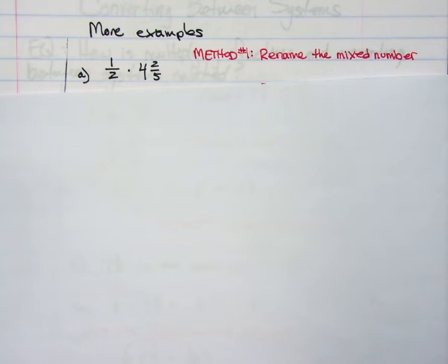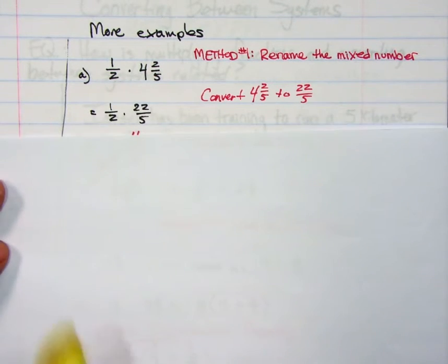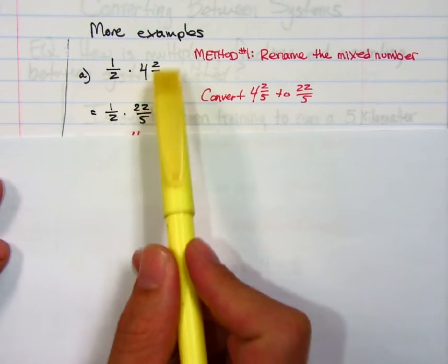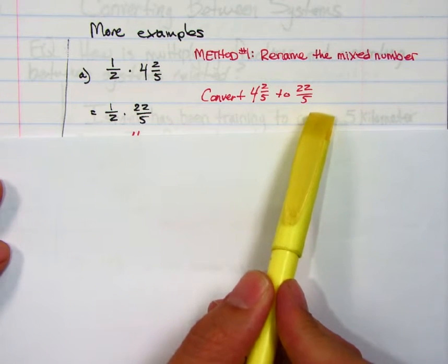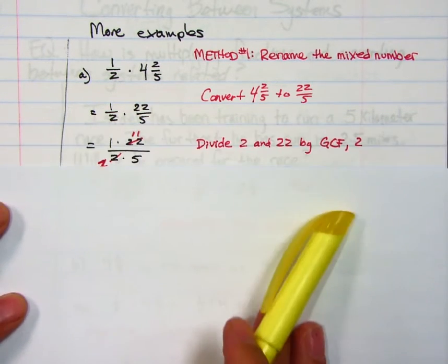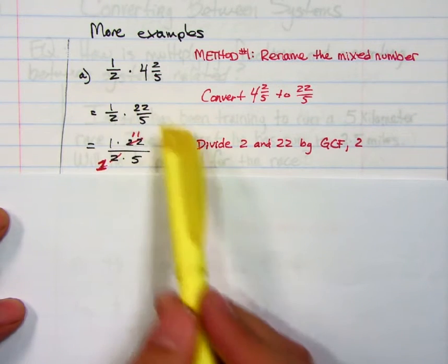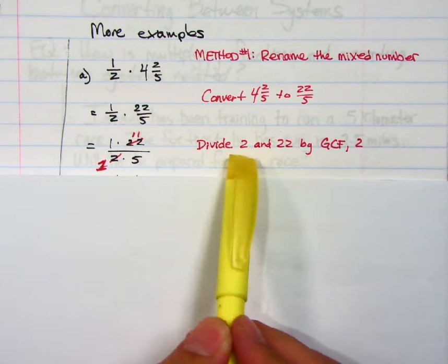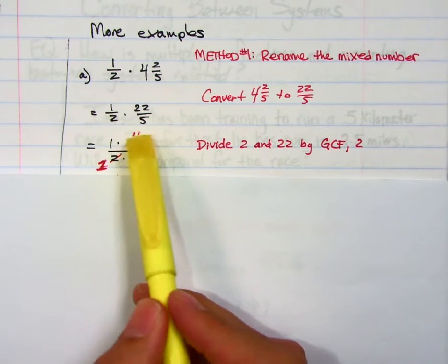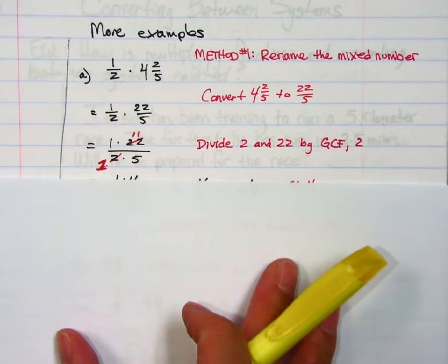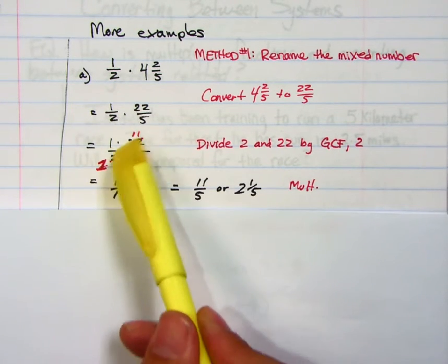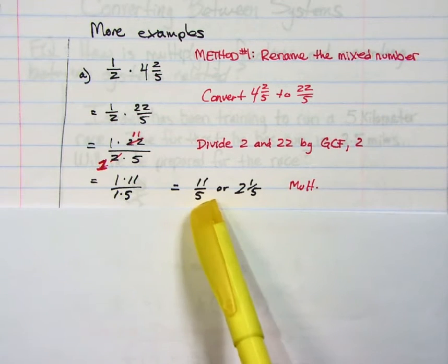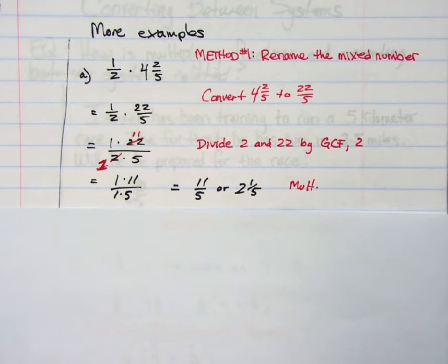Here are some final examples. Method 1. We're going to talk about 2 different methods. This one you can rename the mixed number. So let's take a look at what that looks like. Notice 4 and 2/5. I can convert that to 22/5, make it an improper fraction. Okay, at this point, I'm going to multiply across the 1 and 22 and the 2 and the 5, but I go ahead and divide 2 and 22 by the GCF, which is 2. It's what they have in common. I can make this a little easier for myself. It makes it 1 times 11 and 1 times 5. Multiply straight across and then change to a mixed number if necessary.